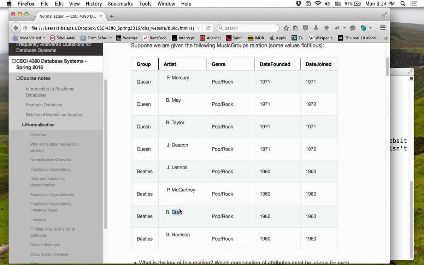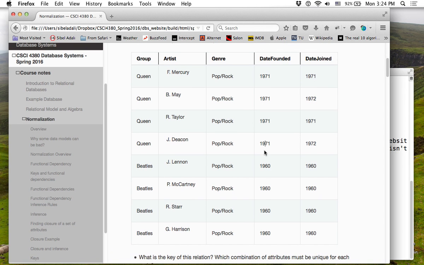So this table, this is all we have. Okay, you have a music group, you have an artist, genre, they founded and they joined. Okay, so now what genre is Queen? Opera, right? But I stored it 4 times for emphasis. Should I really do that?